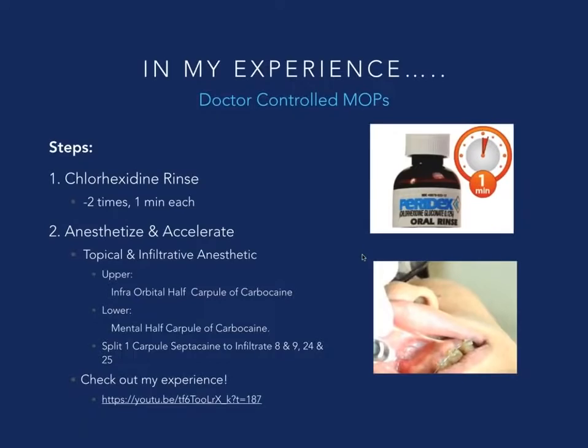And then we go ahead and give them half a carpule of carbocaine for the infraorbital, and then a mental injection, another half carpule on each site. So we split that up. They're not going to be numb forever here. And then we use a little bit of septocaine just to help infiltrate in a few areas afterwards. That way we know those are going to be fully numb, and we don't have to worry about as much hemorrhage, because of the epinephrine that's in the septocaine.